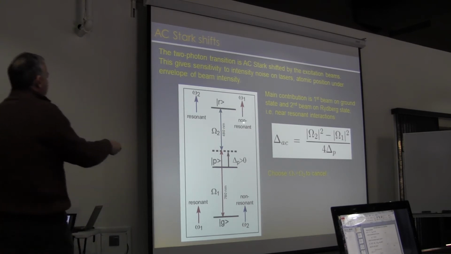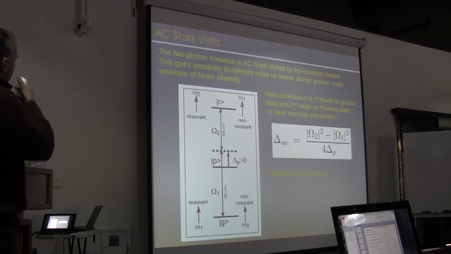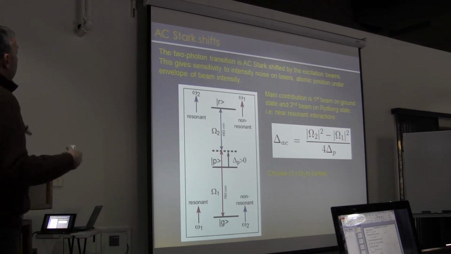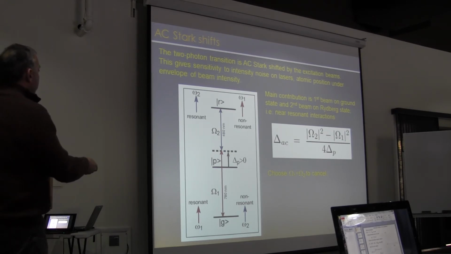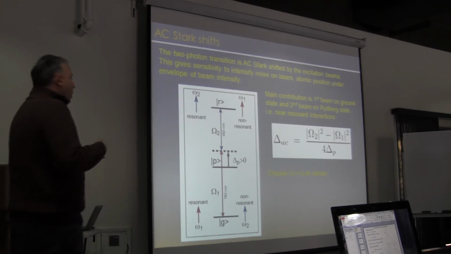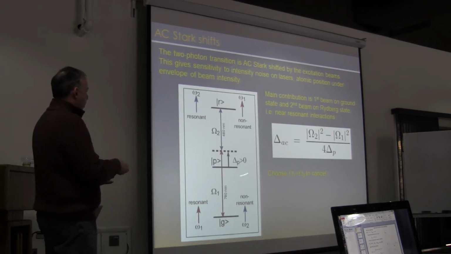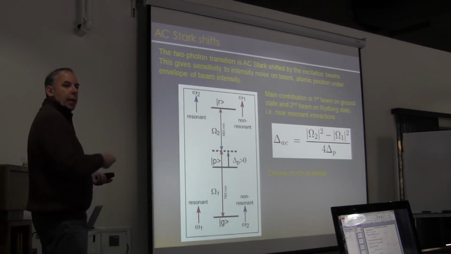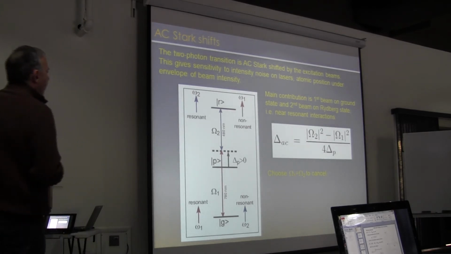So if I want these things to cancel, that's right, close together, I just have to set the one photon Rabi frequencies equal, and then that cancels the dominant contribution of the AC Stark shift. So this point of setting the one photon Rabi frequencies equal minimizes the spontaneous emission from the P state and also minimizes these AC Stark shifts. So that's really the optimum place to operate.